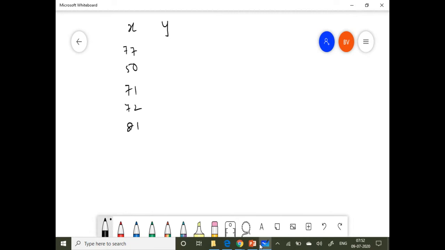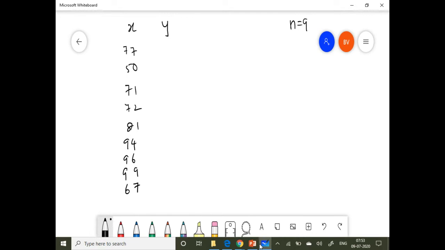So remember in this problem, n is equal to 9. 9 students are there. 81, 94, 96, 99, and 67.